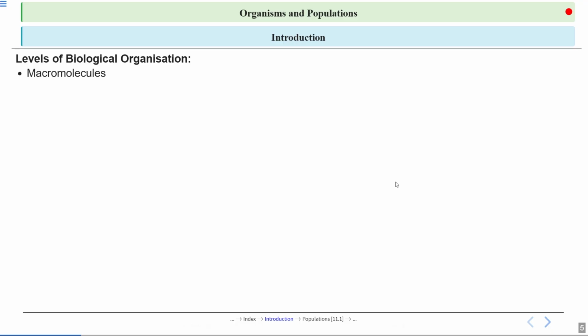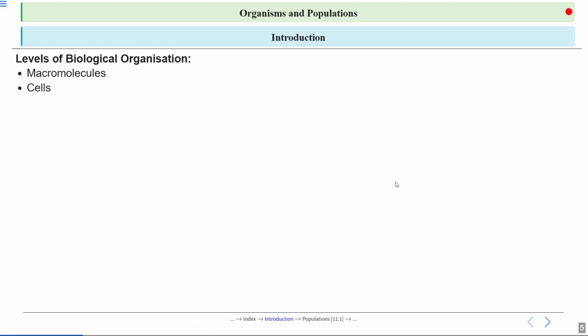Let's first talk about the levels of biological organization. This is crucial for understanding how life is structured, from the smallest components to the largest system. Let's first start with the macromolecules, which are the building blocks of life, such as proteins and nucleic acids.